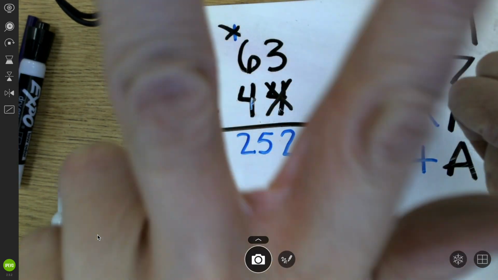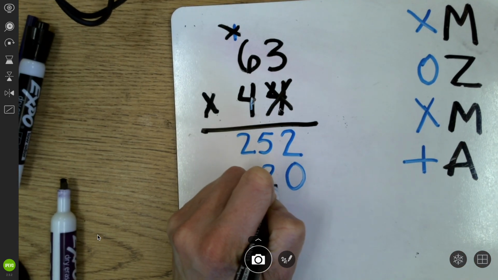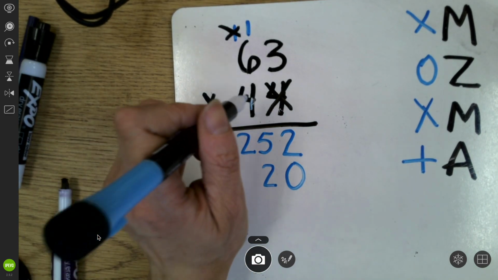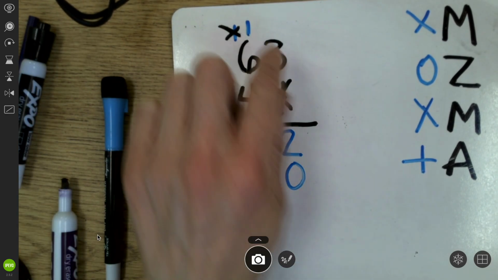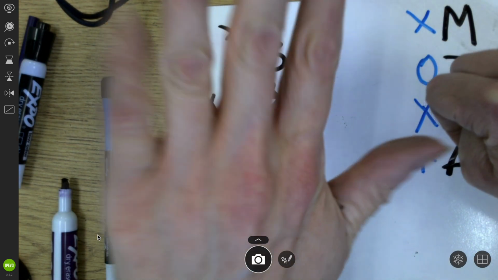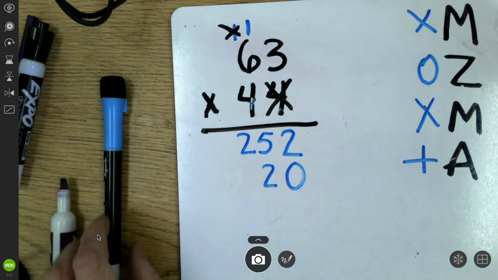4, 8, 12, stop. 2 down, 1 at the top. Now I multiply 4 times 6, and I'm going to add that 1 at the end. So here we go. 4, 8, 12, 16, 20, 24, stop. 24 plus 1 is 25.